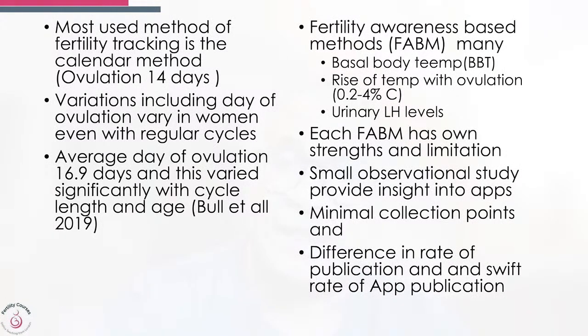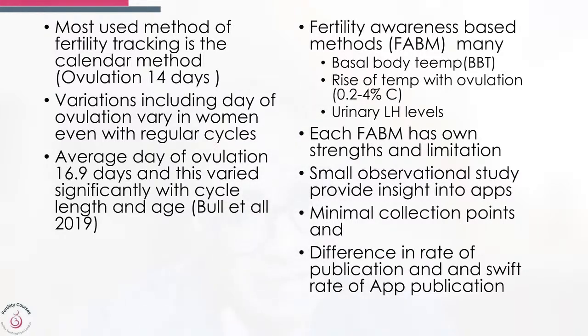So if you look at the most used technique, that's the calendar method, with ovulation occurring around 14 days. But the problem is that there are variations, including the day of ovulation, and that varies in women even after regular cycles. The average day of ovulation is 16.9 days, and this varied quite significantly. If you see, it varies significantly with cycle length and age.